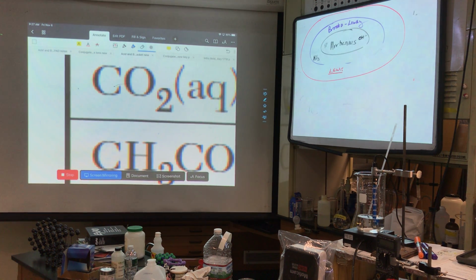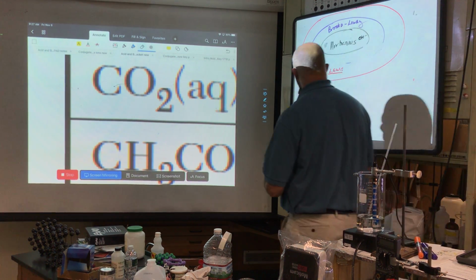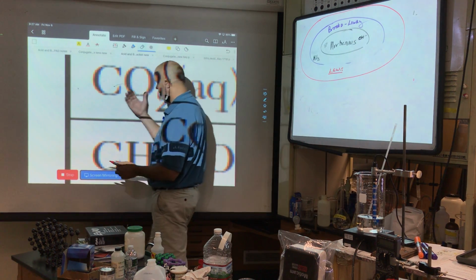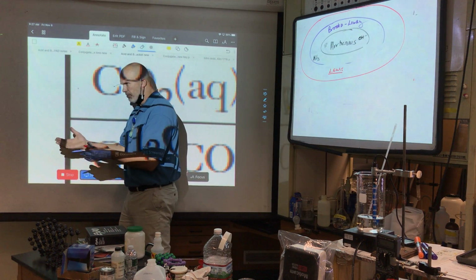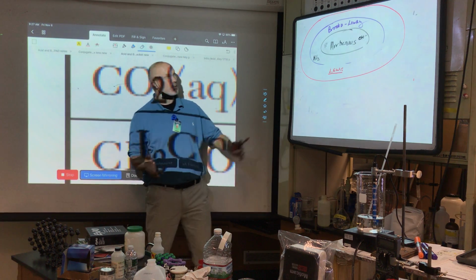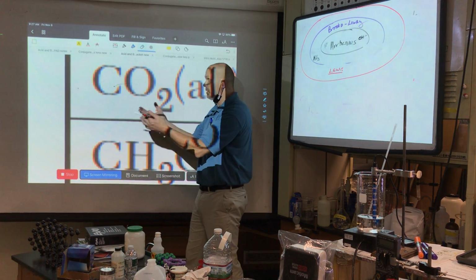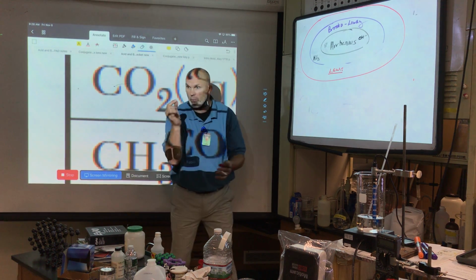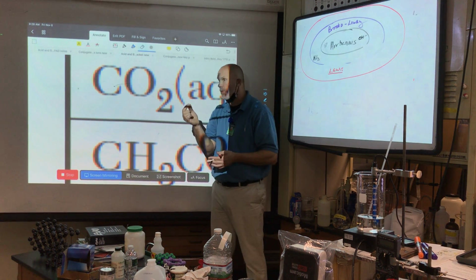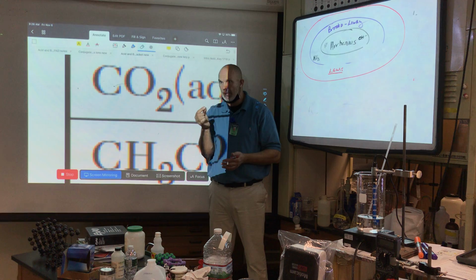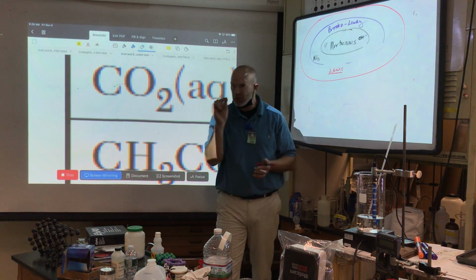And CO2 does not fit the Arrhenius definition because it can't produce H pluses. It doesn't have any. It doesn't fit the Brønsted-Lowry definition because how can it donate an H plus if it doesn't have an H? Yet we know CO2 is an acidic compound. It can make a solution acidic.